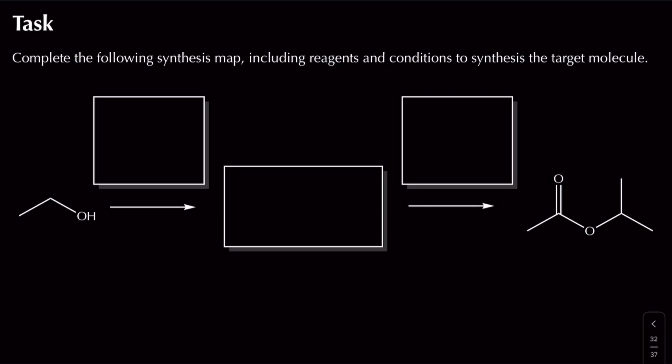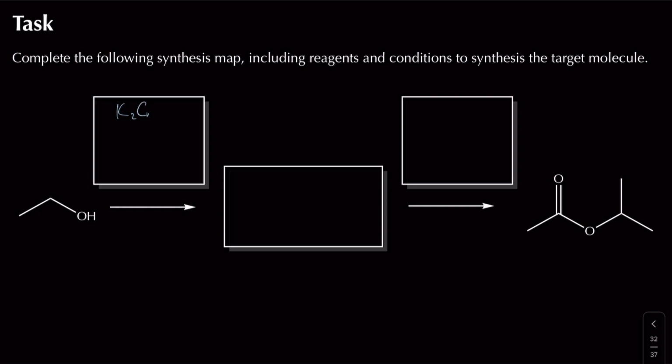So in this case, we need to think, how do we form an ester? Well, we need a carboxylic acid and an alcohol. We must have an intermediate product over here as well. And we've got to think, how can I form a carboxylic acid from this alcohol? Well, in this case, I'm going to need some reagents, which is going to be acidified potassium dichromate.